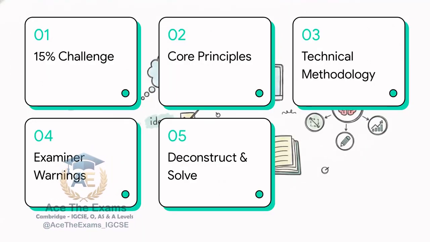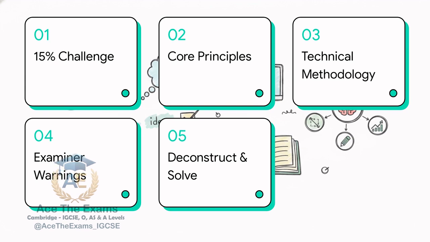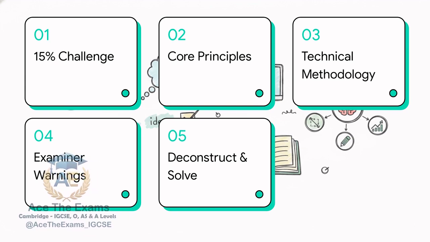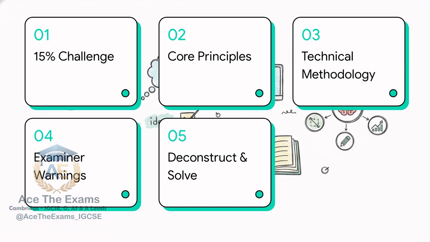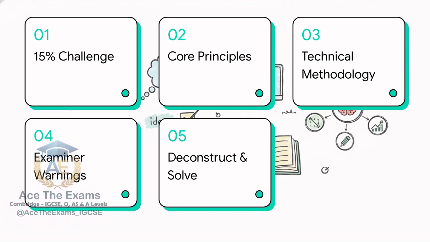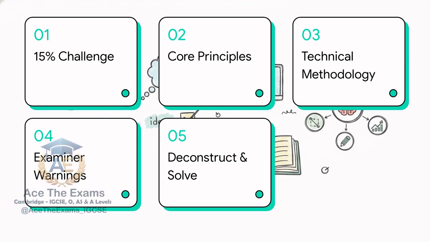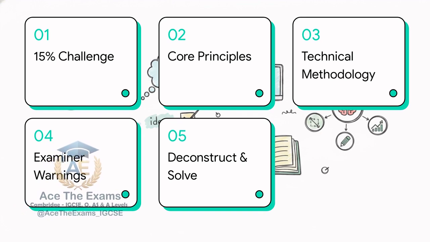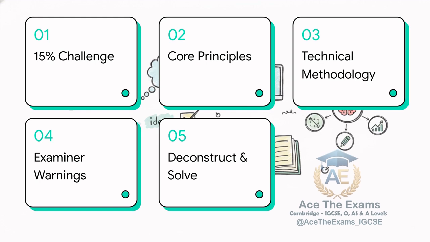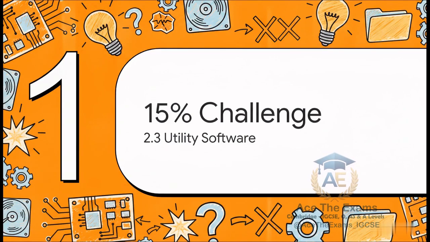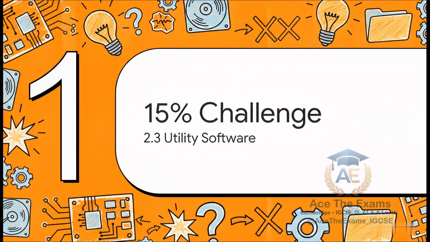Here is our exact roadmap for today's exclusive Examiner's Masterclass. We'll start with the 15% challenge to set the stage. Then we'll move into mastering the core principles. From there, we'll break down the technical methodology you need to use. After that, I'll reveal the top 3 examiner warnings. These are the traps you must avoid. And finally, we'll wrap up with the ultimate system: deconstruct, solve, and evaluate. So, let's kick things off with Section 1, the 15% challenge, focusing specifically on Topic 2.3, utility software.